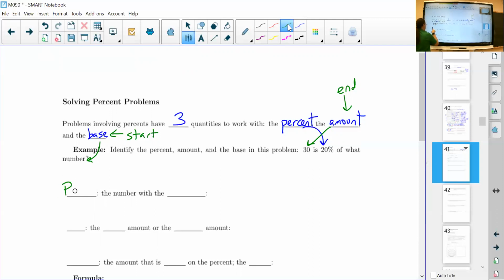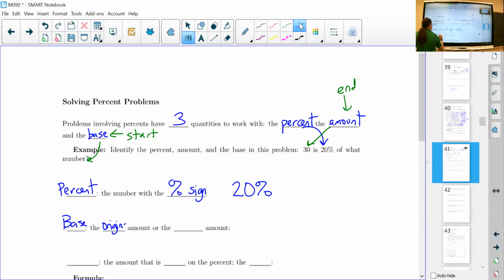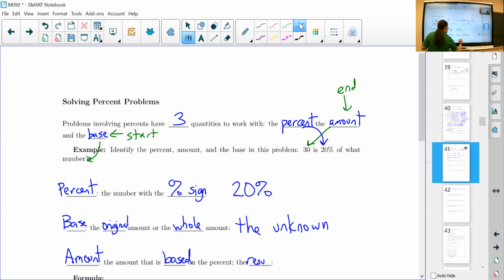So let's go ahead and jot these down a little more clearly. We have the percent, that's the number with the percent sign, which in this particular case is 20%. The base is the original amount, or the whole amount, and that is, in this case, the unknown. We don't know what we started with. And then the amount is the amount that is based on the percent. It's the result, the answer, the end. One tip that I use is base often has "of" attached to it, not always. It is not a guarantee. But when I see "of what number," my brain thinks, okay, that what number is probably the base. Not always, but it often helps.